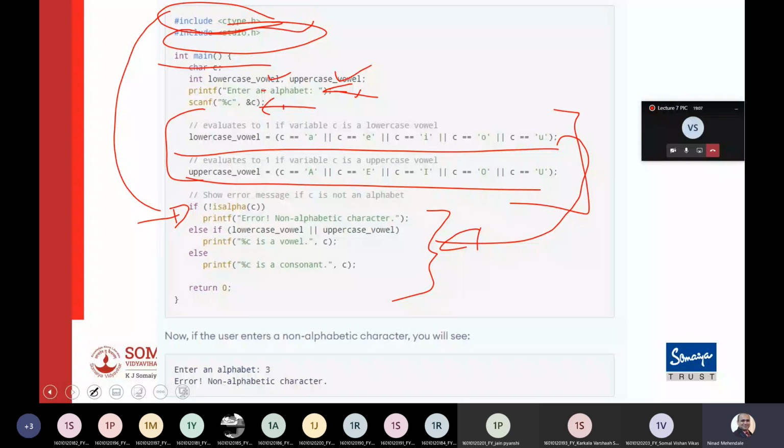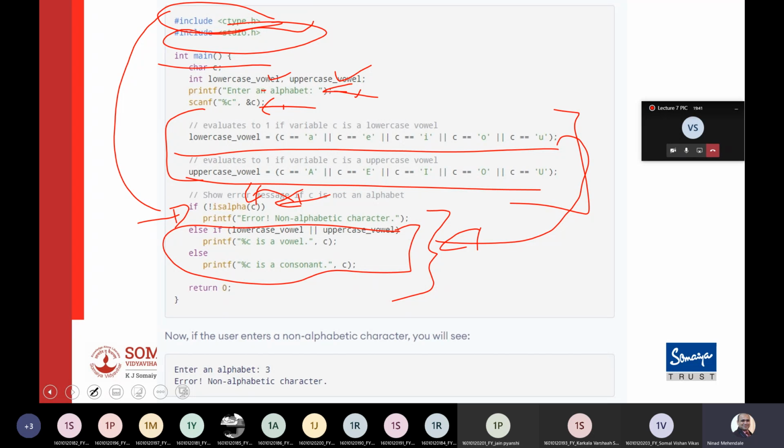Now next, we will check whether the character is an alphabet or not, and then we pass the character, which is C in this case, to the isAlpha function. The isAlpha function will be true if that C has a valid alphabet, that is one of the 52 alphabets. If no, then it will throw an error saying that it's a non-alphabetic character. Now, else if lowercase vowel or uppercase vowel, so the remaining part of the program is the same. That is when it is a vowel and when it is a consonant.